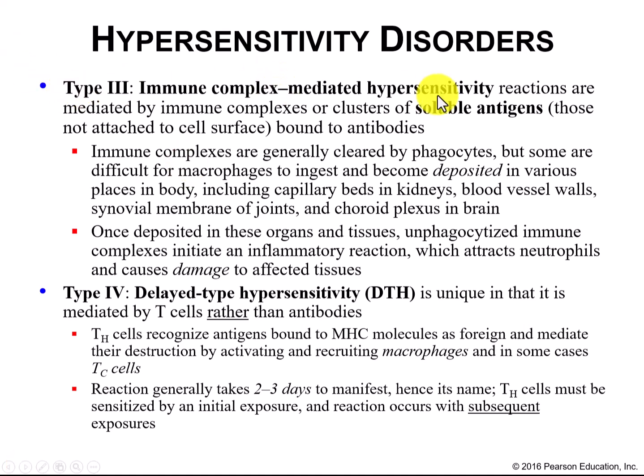Type 3, immune complex mediated hypersensitivity with soluble antigens, get deposited all over the body, kidney, blood vessel walls, synovial fluid, causing severe inflammatory responses in those areas. And then once deposited, that inflammatory response will attract the neutrophils, which can damage the affected tissues with the soluble antigens deposited.